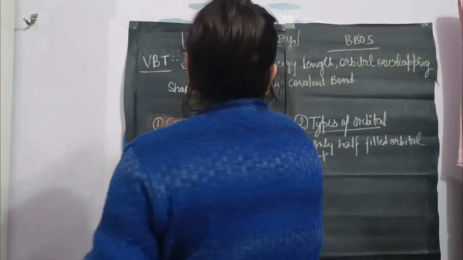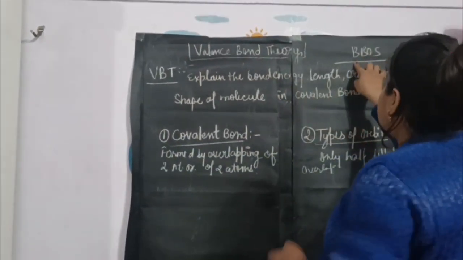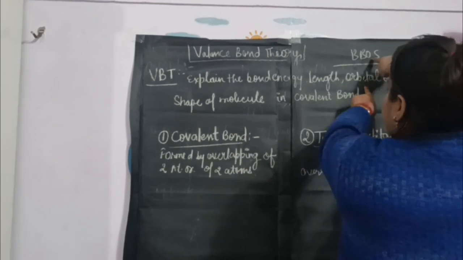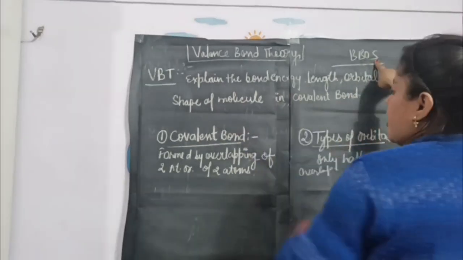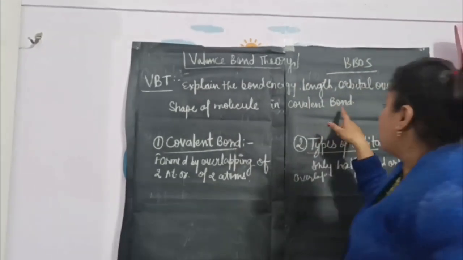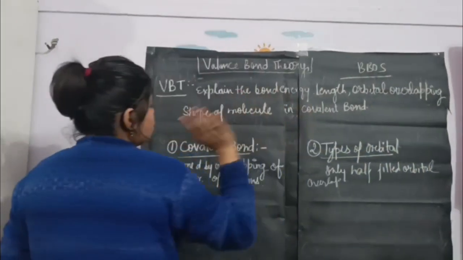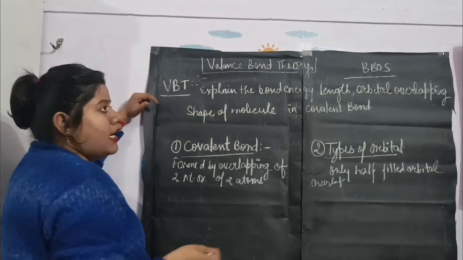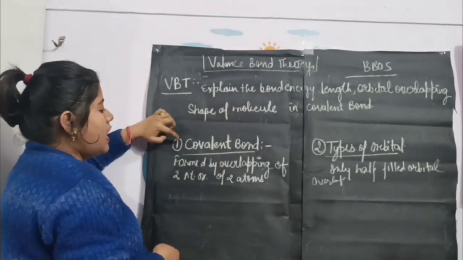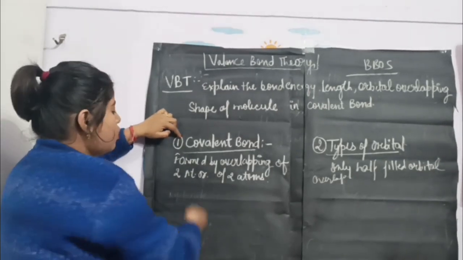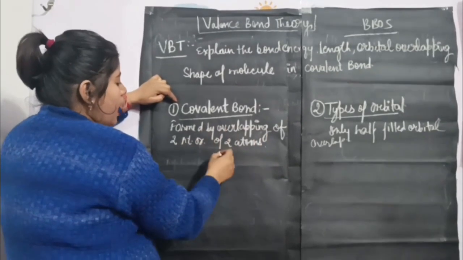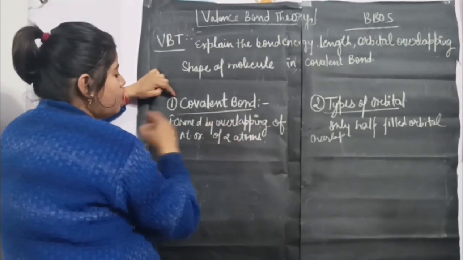VBT explains the bond energy, bond length, overlapping of orbitals and shape of the molecule in a covalent bond, not in ionic and other bonds. Now some main postulates of this theory. Firstly, a covalent bond is formed by the overlapping of two atomic orbitals of two atoms.